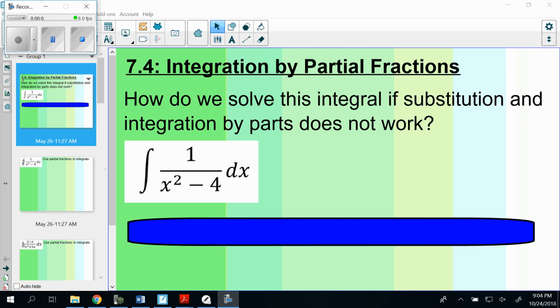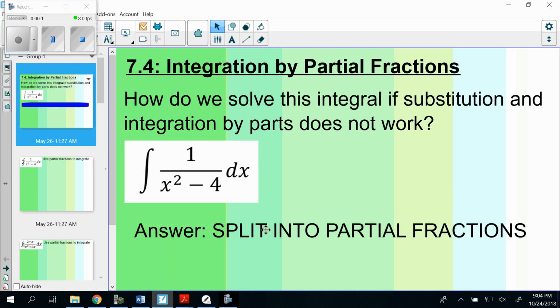Okay, today we're going to look at some different integrals. This one here, 1 over x squared minus 4. How do we solve this integral? Because substitution won't work and integration by parts wouldn't work on this either. So what we're going to use is a way called partial fractions.